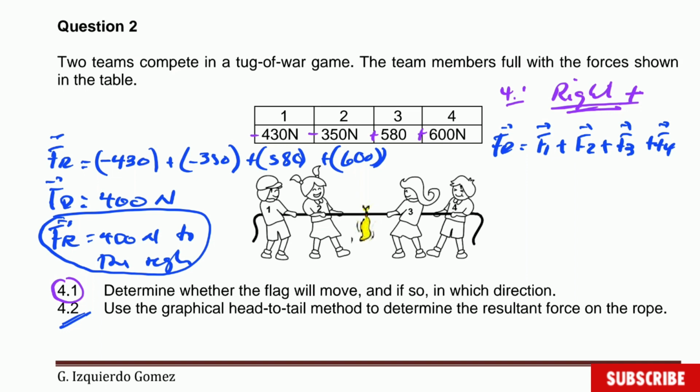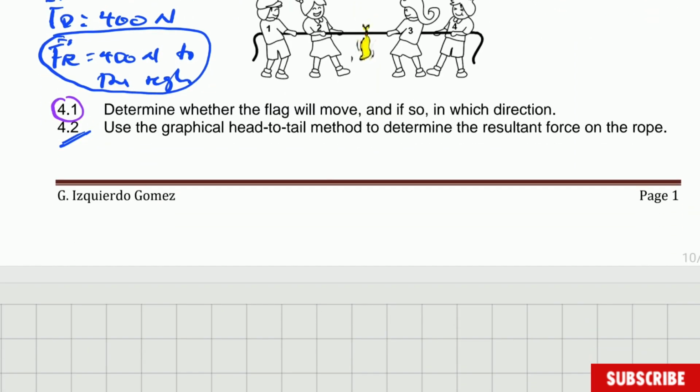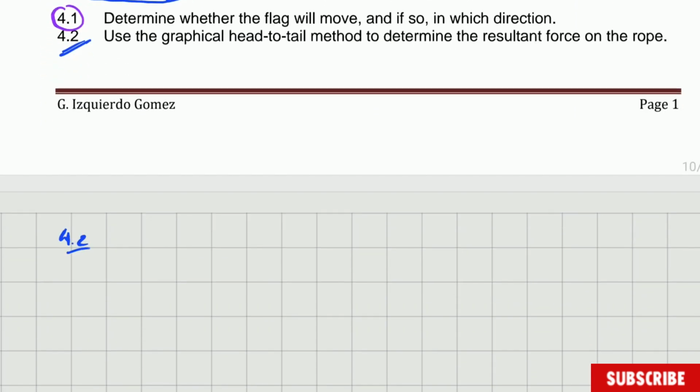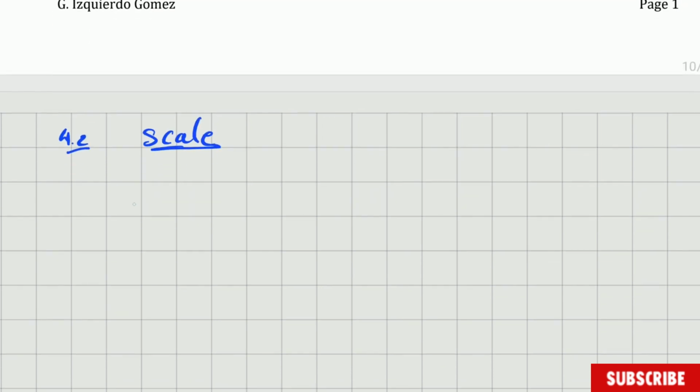To do this, the first thing we're going to do is get a scale. We have 600 Newton as the longest vector and 350 Newton as the smallest vector. In this case, we can use 100 Newton equivalent to 1 centimeter, so we can have a good representation. So for 4.2, we're going to answer right here, and the first thing we do is write the scale: 100 Newton will represent 1 centimeter, and that is going to be long enough.